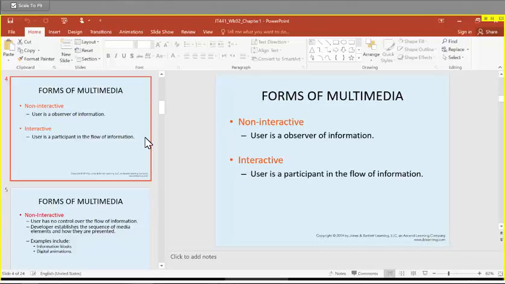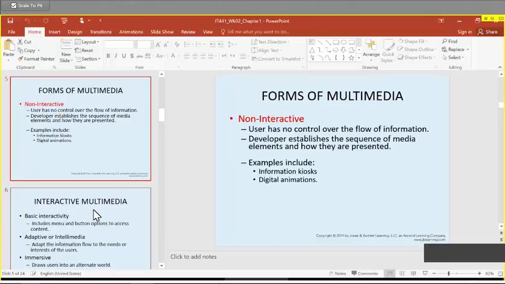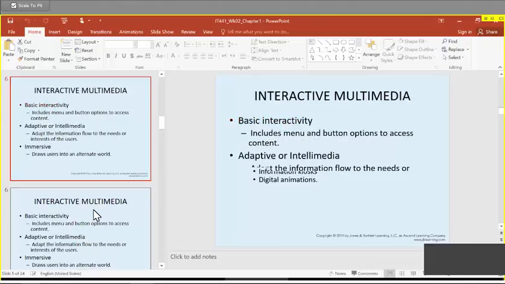Non-interactive is the one where the user just observes the information. Interactive is where a user can participate in the flow of information. Examples of non-interactive include information kiosks and digital animations, where the user has no control over the flow of information, and the developer establishes the sequence of media elements and how they are presented.